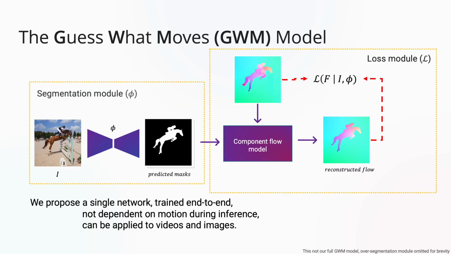We instead propose a single network trained end-to-end. Our method does not need motion input during inference, but can optionally use it. And it can be applied to videos and still images alike. Now we describe the Guess What Moves or GWM model in detail.